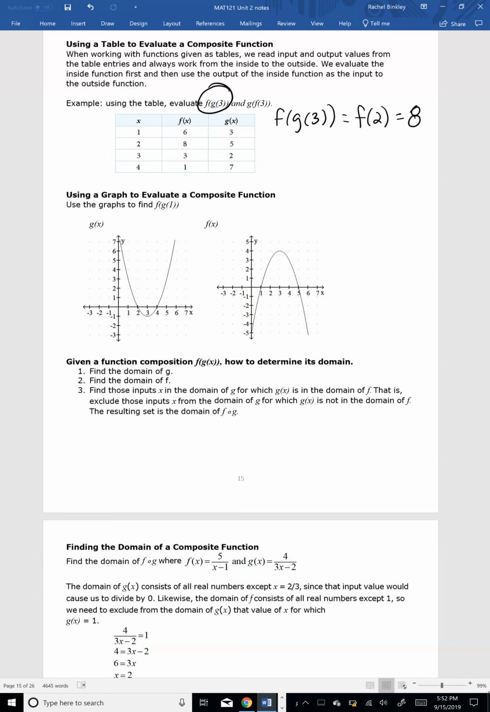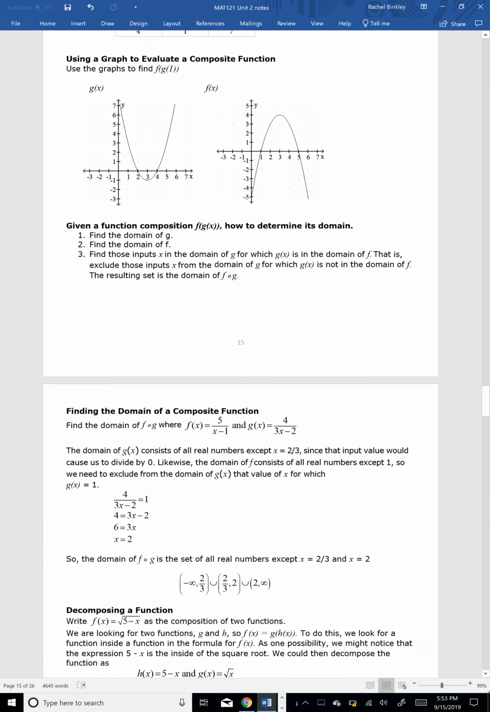Now, the next part it wants you to do backwards. You're doing f of 3 first, right? So your output is 3, and then your input is 3 again, so your output is 2. So g of f of 3 is the same as g of 3, which is 2.